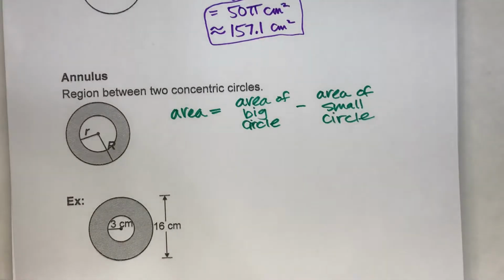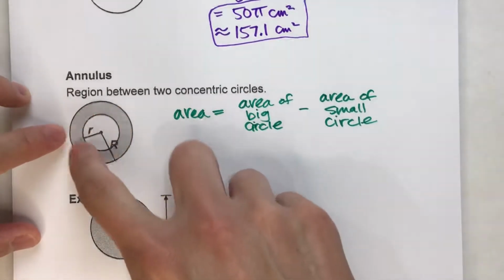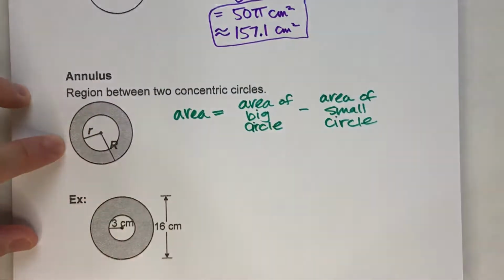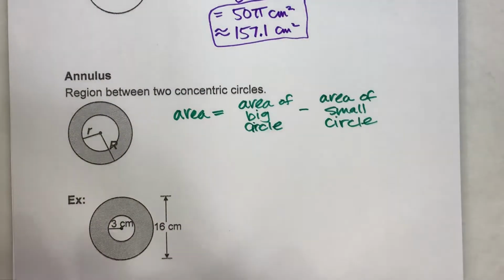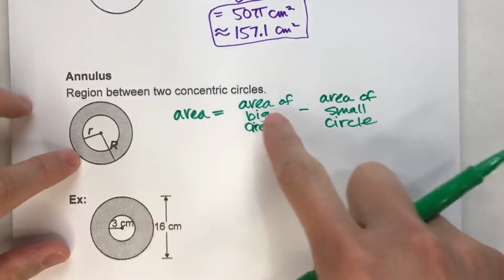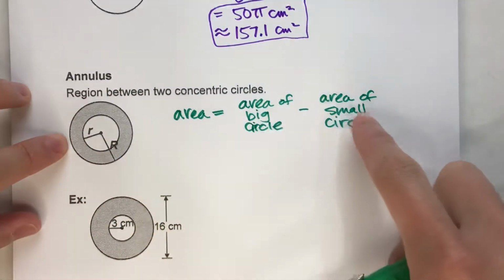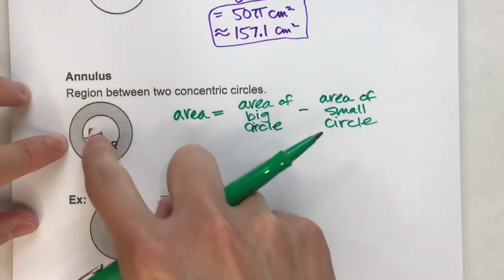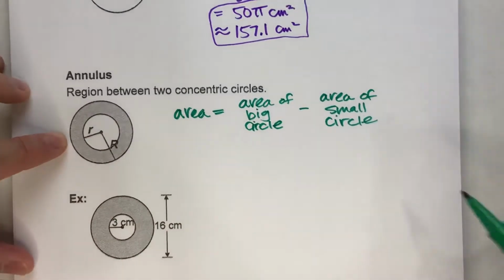All right, the annulus of a circle is the region between two concentric circles. So you can imagine like this is a ring, all right? And we're trying to find the area of that ring there. Now, to find that area, what we're going to do is find the area of this big circle, the whole circle, and subtract off the area of the inside circle, the smaller circle. And what you'll be left with is the space in between.